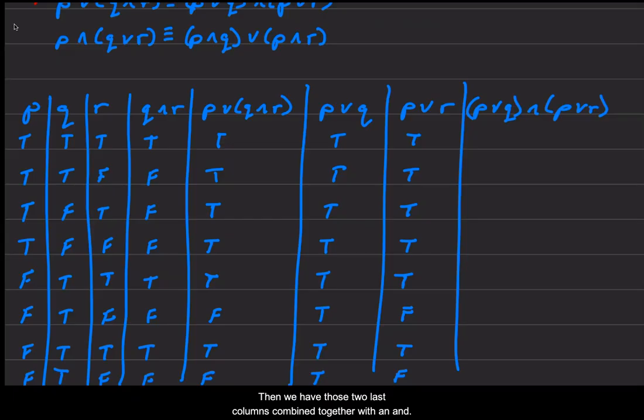Then we have those two last columns combined together with an and. So true and true is true. True and true is true. True and true is true. True and true is true. True and true is true. True and false is false. True and true is true. And false and false is false.